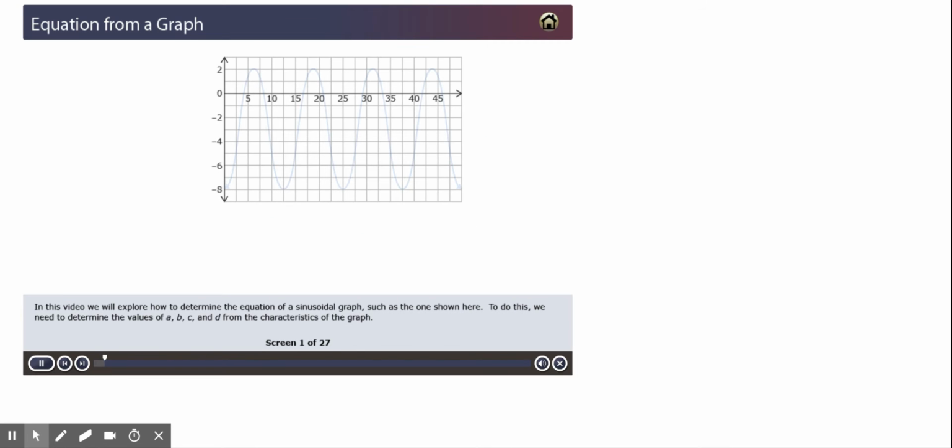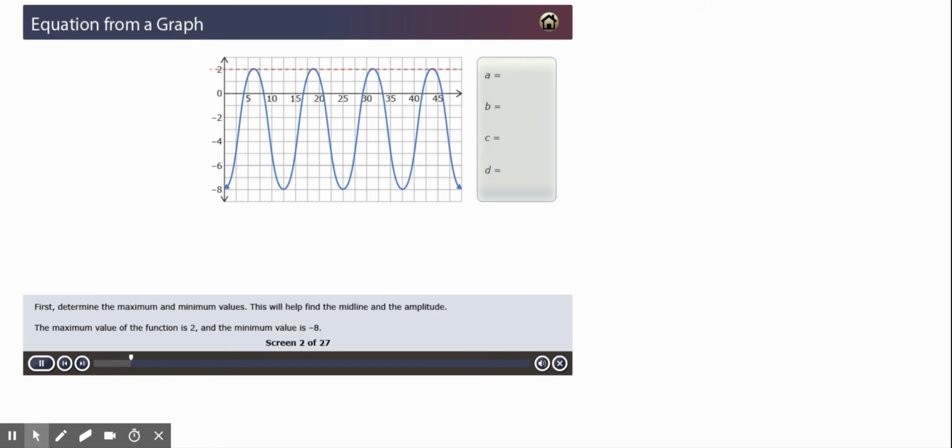In this video, we will explore how to determine the equation of a sinusoidal graph, such as the one shown here. To do this, we need to determine the values of A, B, C, and D from the characteristics of the graph. First, determine the maximum and minimum values. This will help find the midline and the amplitude.